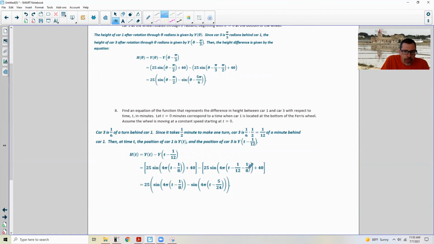Well, 1/12 minus an eighth, think of this as 2 24ths and 3 24ths, totaling a negative 5 24ths. Okay, the 25 factors out, 40 minus 40 cancels, and we're left with 25 times the quantity sine of 4 pi times t minus an eighth, minus sine of 4 pi times t minus 5 over 24. Okay.